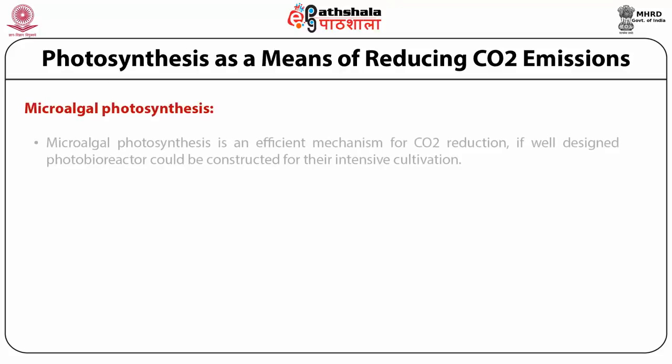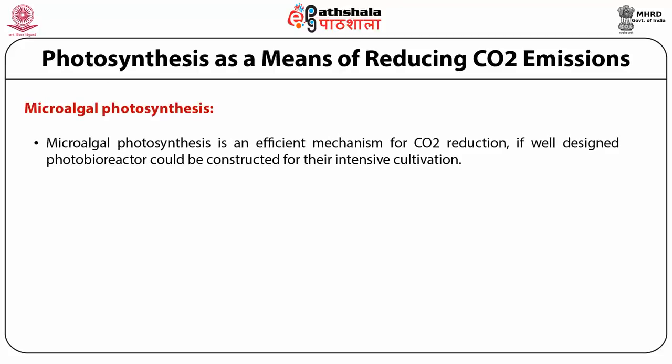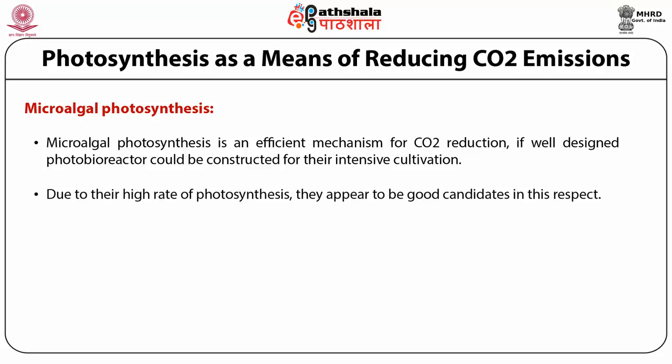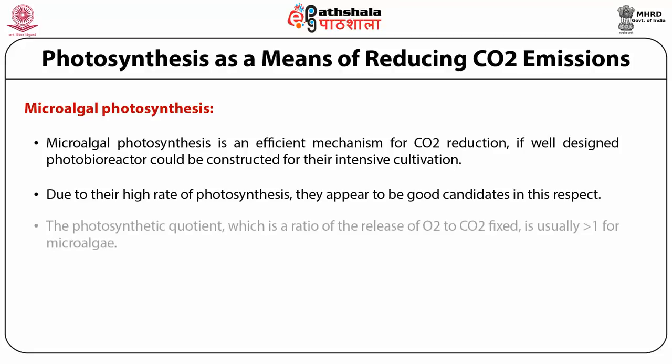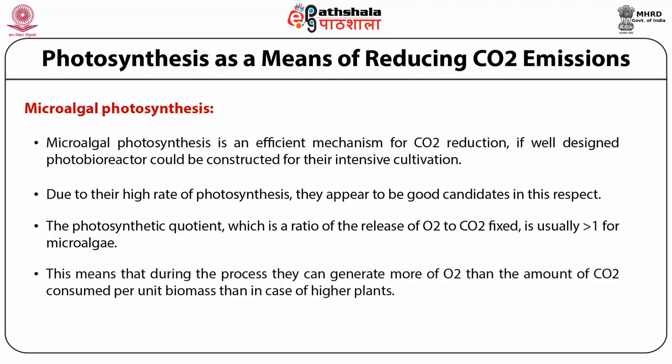Microalgal photosynthesis. Microalgal photosynthesis is an efficient mechanism for carbon dioxide reduction. If well designed, photobioreactors could be constructed for their intensive cultivation. Due to their high rate of photosynthesis, they appear to be good candidates in this respect. The photosynthetic quotient, which is the ratio of the release of oxygen to carbon dioxide fixed, is usually less than 1 for microalgae. This means that during the process, they can generate more oxygen than carbon dioxide consumed per unit biomass than in the case of higher plants.